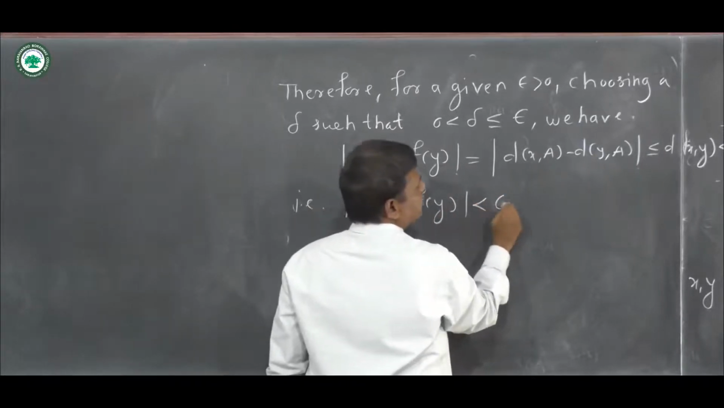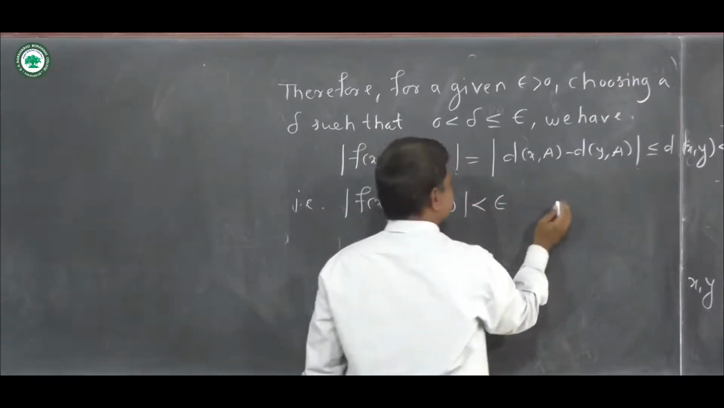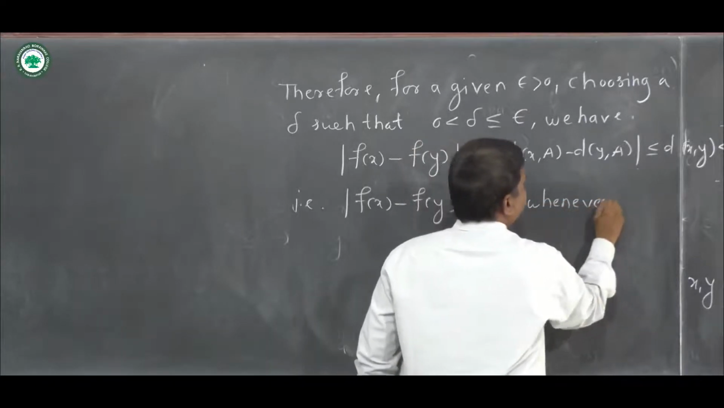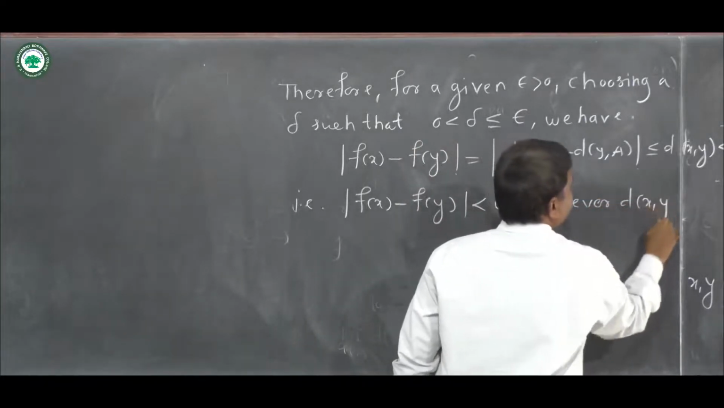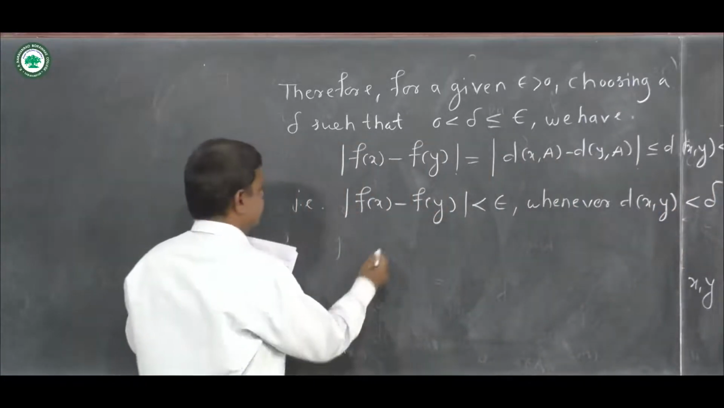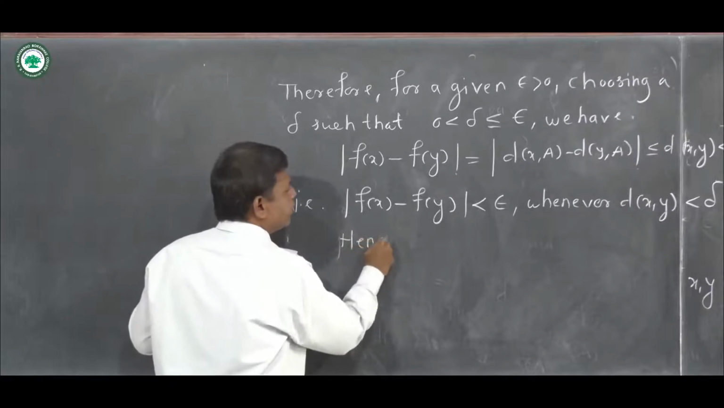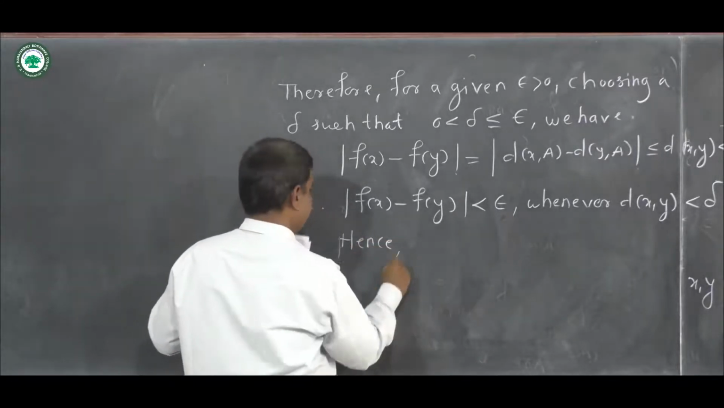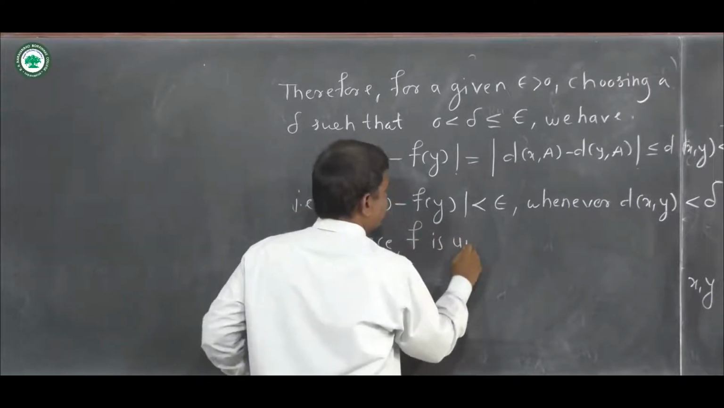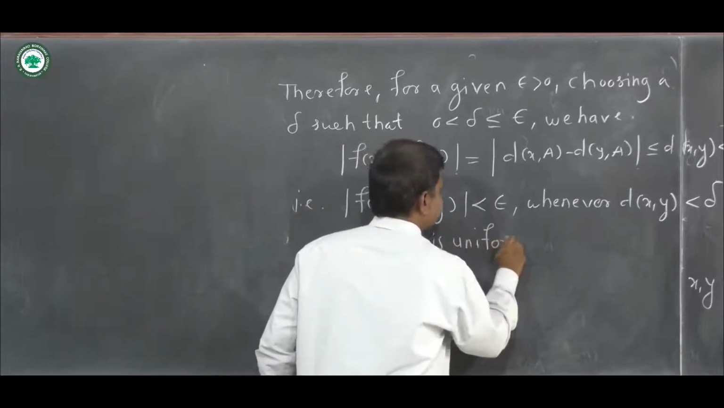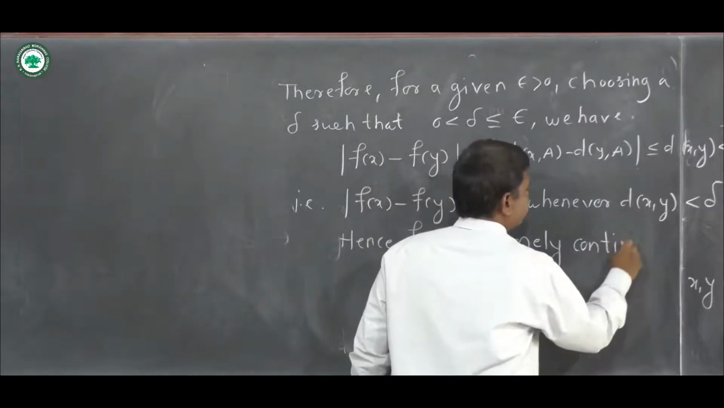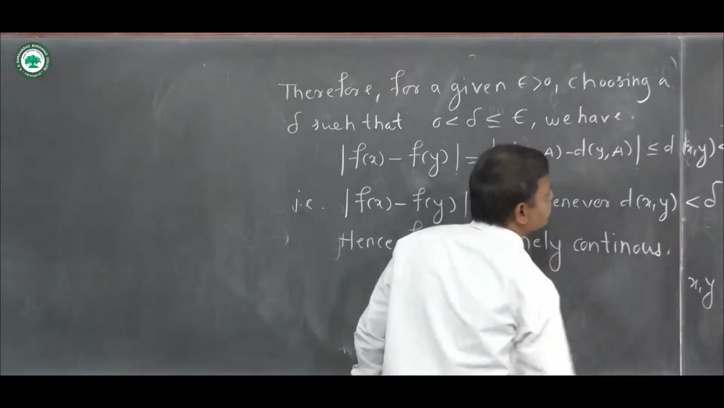That is, the absolute value of f of x minus f of y is less than epsilon whenever d of x comma y is less than delta. Hence, delta depends on epsilon only. So therefore, f is a uniformly continuous function.